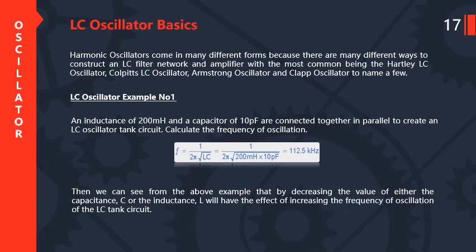Then we can see from the above example that decreasing the value of either the capacitance C or the inductance L will have the effect of increasing the frequency of oscillation of the LC tank circuit. This means if we decrease the value of L or C, then the resonance frequency increases.